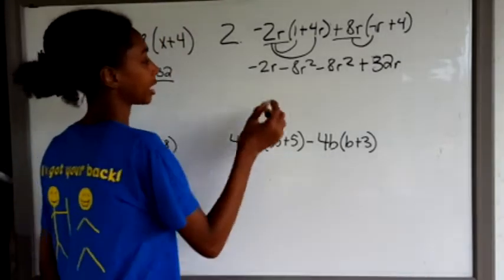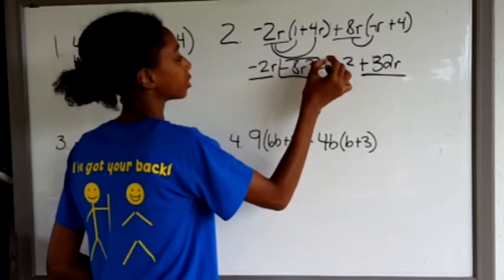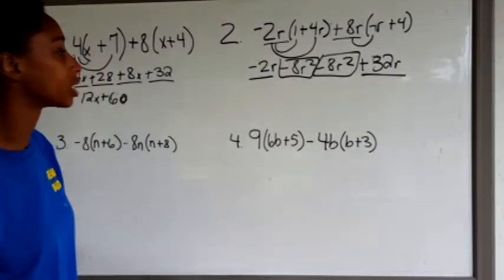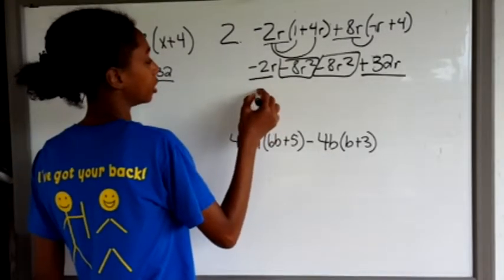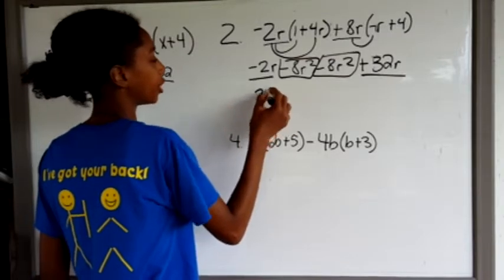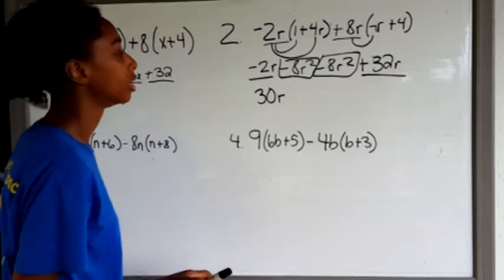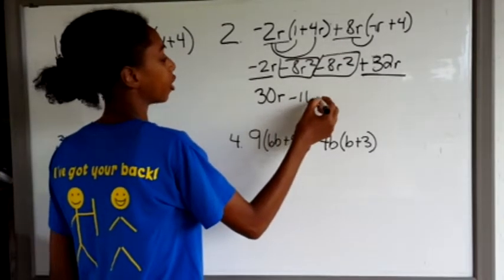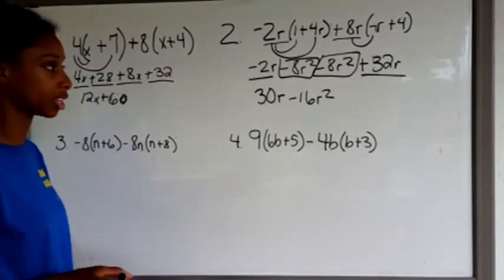And now we combine our like terms. We have r's, and then we have r squared. Alright, so negative 2r plus 32r is going to be 30r. And then negative 8r minus 8r squared is going to be negative 16r squared. Negative 8r squared minus 8r squared is negative 16r squared.